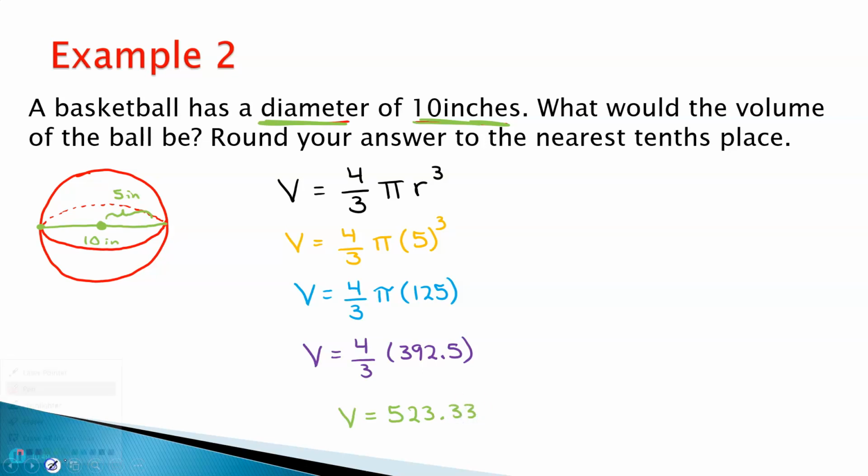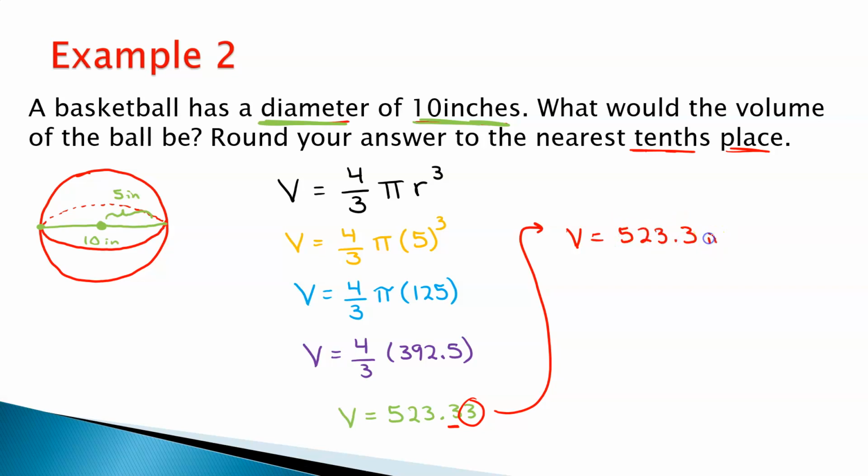So let's write our final answer here. What is it going to be? The volume of this sphere, the volume of this basketball, if I round it to the nearest tenth place, is going to stay as 523.3. And this was in inches, so it's inches cubed. That is the volume of this basketball.